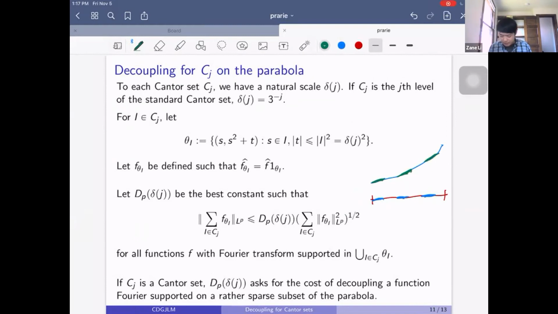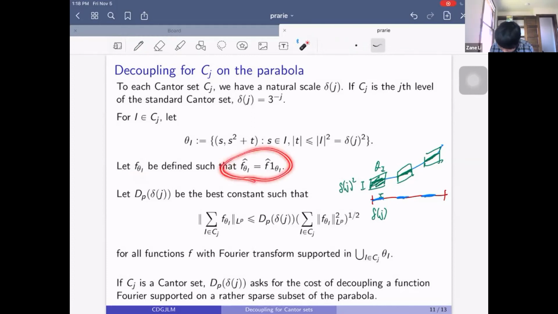Okay, so now we're going to form these little pieces, just like Tongo talked about, where if these are of length delta to the j, these pieces are a thickened delta to the j squared. We choose this scale so that this is the scale for which we have roughly flatness. We can sort of ignore the curvature locally. We call these pieces theta I, if I is the interval down below. And f theta I is defined once again on the Fourier side to be the Fourier restriction to theta I.